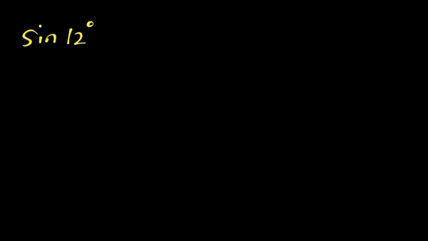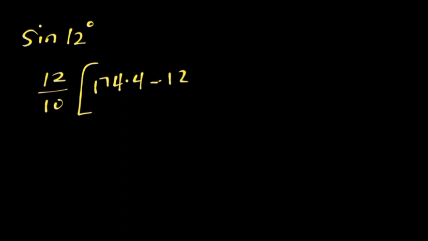So guys, this is the final example, sin 12. I will explain the process again, just follow each step. Like I said earlier, the first thing you do is write down the angle, which is 12, then divide it by 10, and then you have these brackets with 174.4 minus the angle you are looking for, 12, times its successor, which is the angle after it, 13. I'm multiplying 12 by 13, then dividing by 120. Everything in the bracket is then divided by 1000.